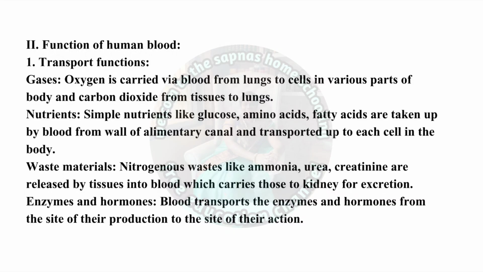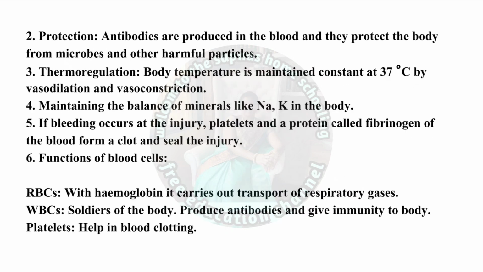Waste materials. Nitrogenous wastes like ammonia, urea, and creatinine are released by tissues into blood, which carries them to the kidney for excretion. Enzymes and hormones. Blood transports the enzymes and hormones from the site of their production to the site of their action. Protection. Antibodies are produced in the blood and they protect the body from microbes and other harmful particles.